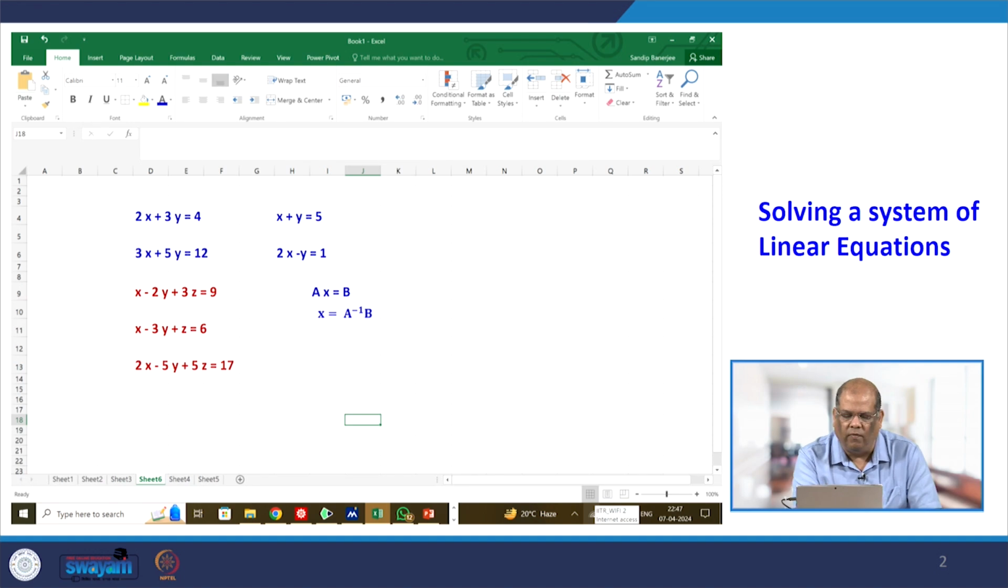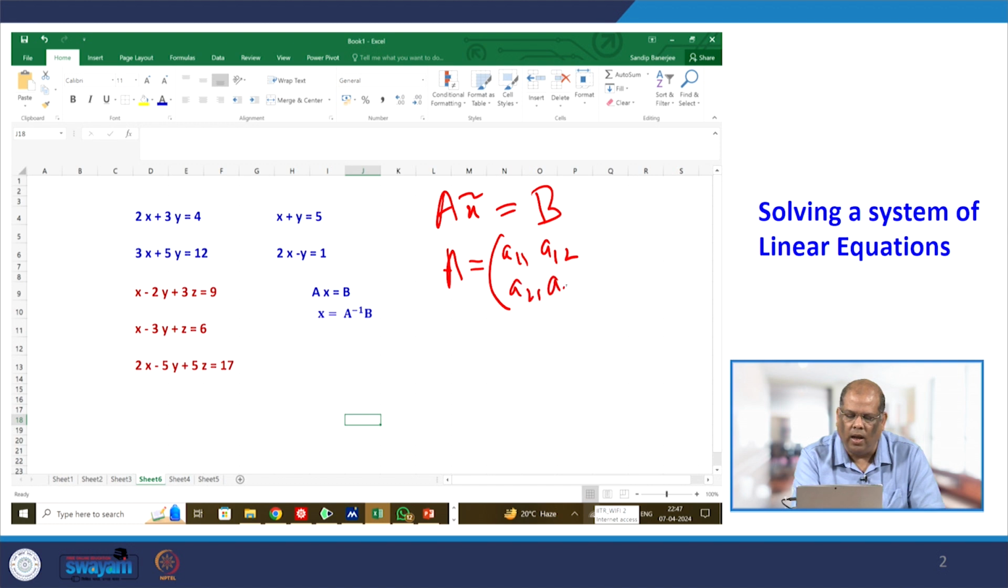So, if your equation is of the form Ax equal to b, where A is a matrix, we will solve them in the matrix form. Say this is A11, A12, A21 and A22. Your x is the two variables x1 and x2, and b is b1 and b2.